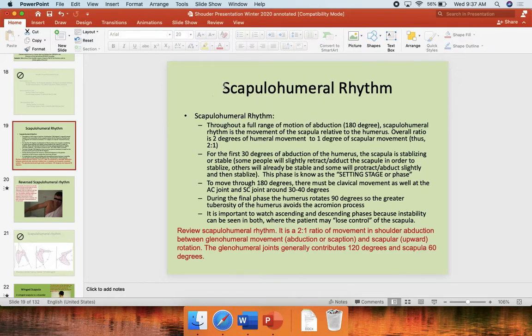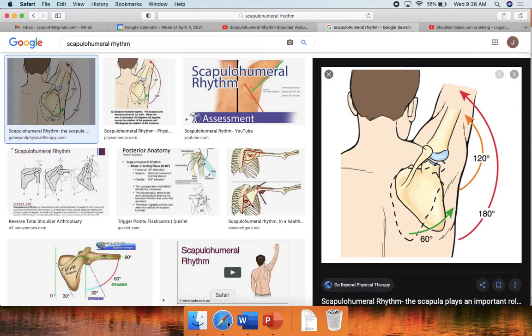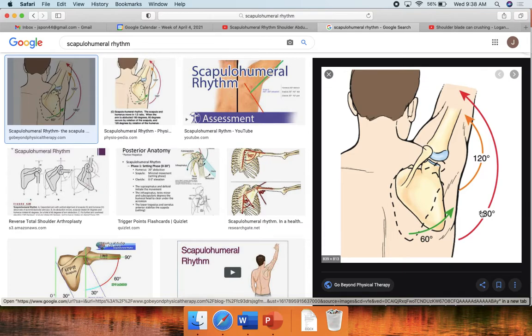So when we start talking about scapulohumeral rhythm, the idea is simply that a certain amount of that 180 degrees is going to come from the glenohumeral joint, and a certain amount of that motion is going to come from the scapulothoracic joint. And when those two work together, they're going to allow us to achieve a full range of motion of 180 degrees. So let me show you an image of this quickly.